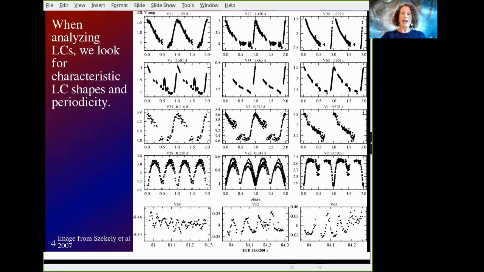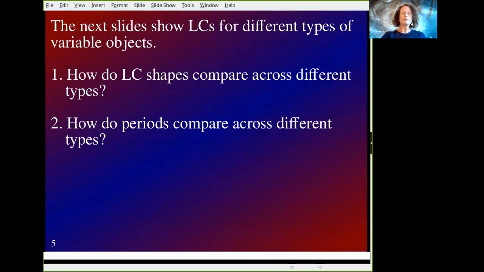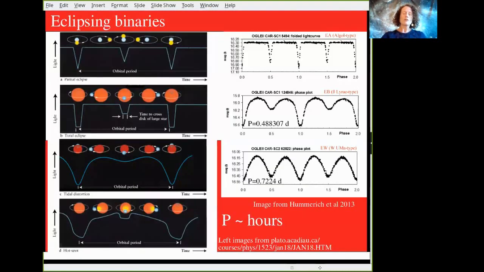So let's go on and look at some of the things that can cause variability. The next slides are going to show light curves for different types of variable objects. And as we're going through these, I want you to think about how the light curve shapes compare across different types, and how periods compare across different types. These are the characteristics that are going to differentiate these types of variable objects. And I'm going to talk about these in no particular order because all of these are pretty common astronomical objects. So the first type of variable star that I would talk about is eclipsing binaries.